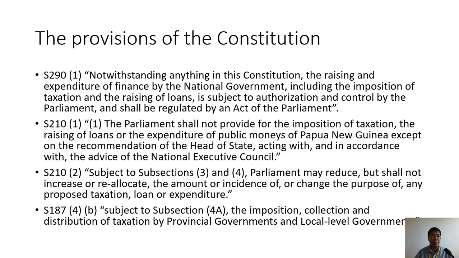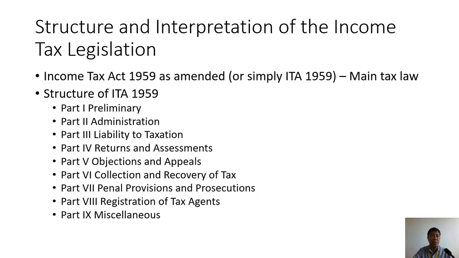Now you can see in the same section, subsection 2: the Parliament may reduce but shall not increase or reallocate the amount or incidence of, or change the purpose of, any proposed taxation, loan, or expenditure. So they can only reduce, but they cannot increase or reallocate. And then Section 187: the imposition, collection, and distribution of taxation by provincial governments and local-level governments. These are the provisions stated in the Constitution.